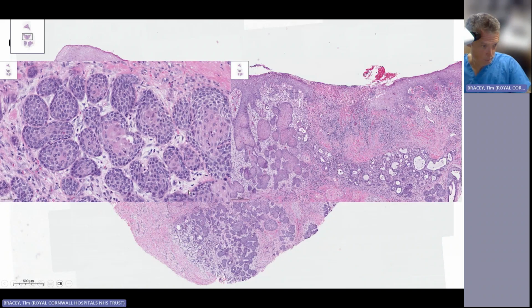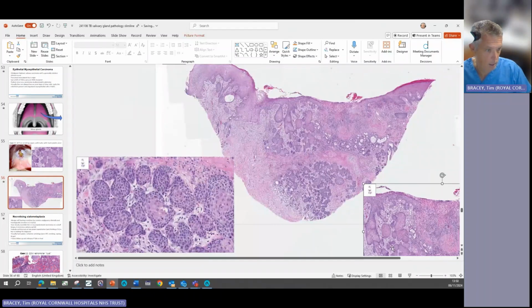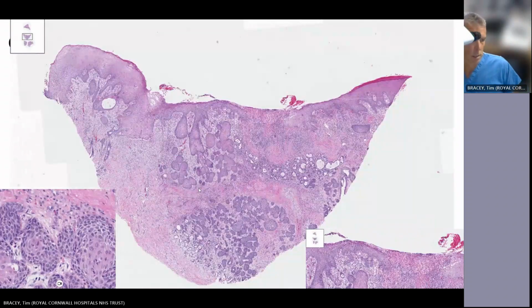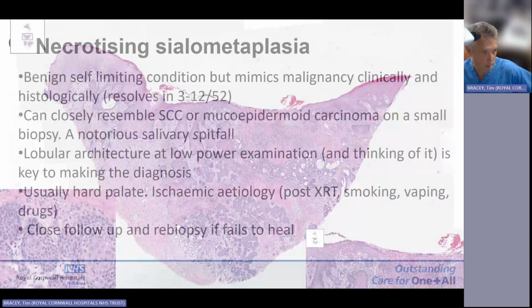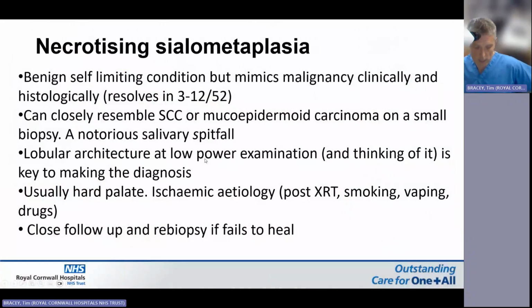Oh, that's annoying. That was meant to show you the low power appearance. And I think the low power appearance here is really helpful, because this is actually benign. This is necrotizing sialometaplasia. You can just imagine that when you get a small biopsy of this, through here, for example, that you could easily be fooled into thinking this is squamous cell carcinoma. Particularly ugly clinical appearance sometimes as well. But this is benign and self-limiting necrotizing sialometaplasia.